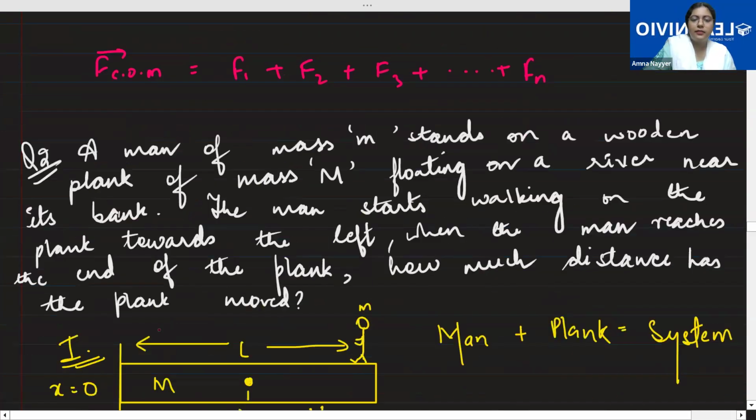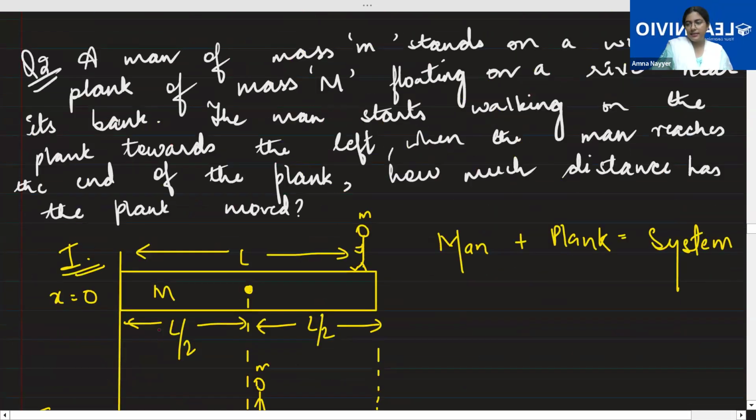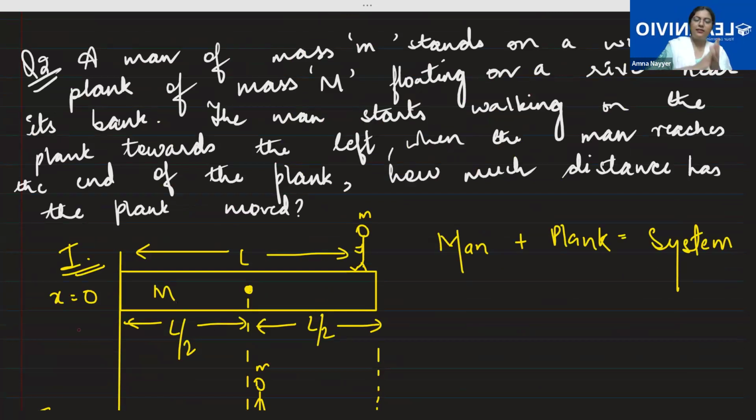See, let's practice this question. What does it basically say? Understand it through the figure. That's why I have the figure already drawn. A man of mass small m stands on a wooden plank, a log of wood, whose mass is capital M.